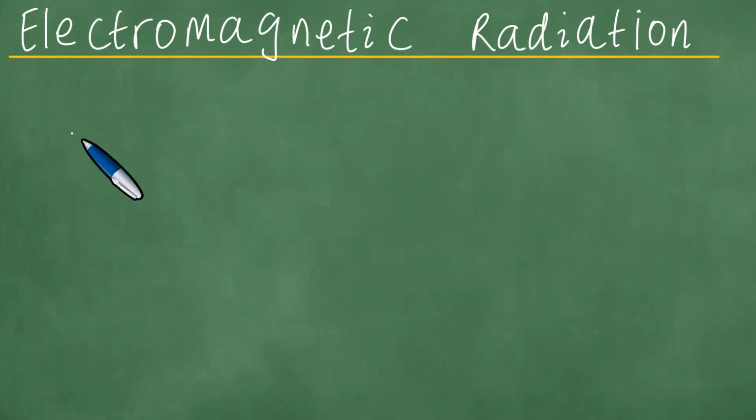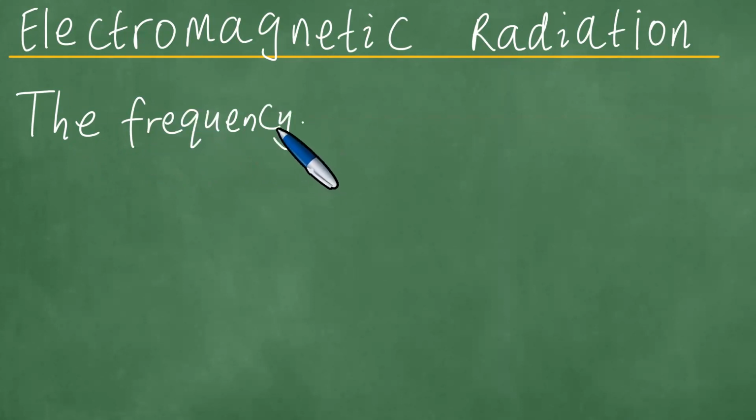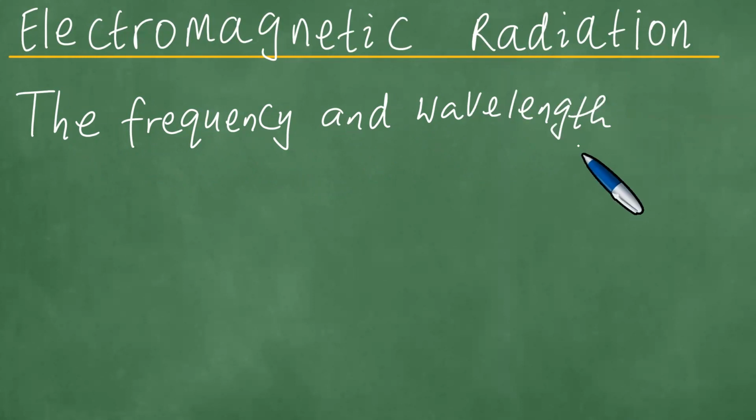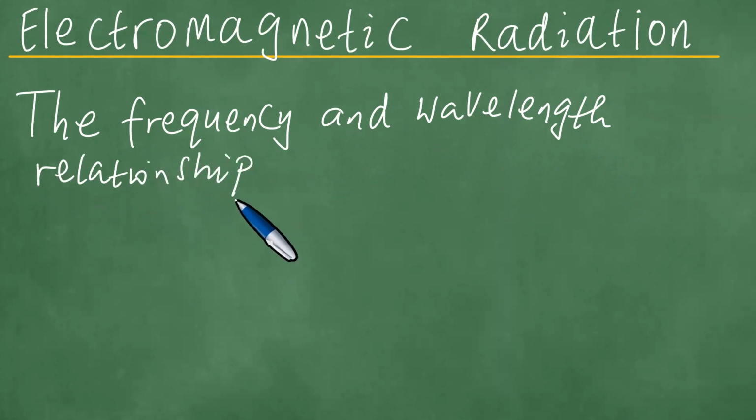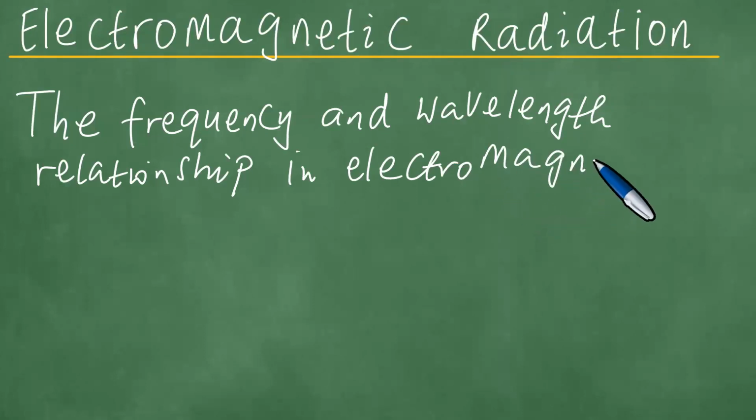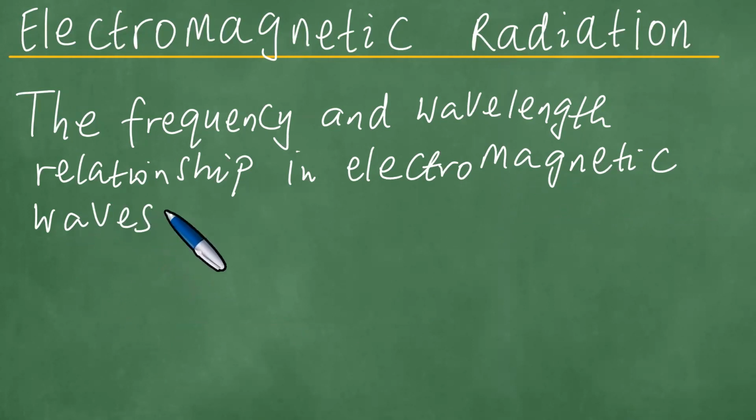We look at the fact that there is actually a relationship. First, we know that the frequency and wavelength relationship in electromagnetic waves. Right, so we know that this relationship can be seen as the following, where C equals F lambda, like so.